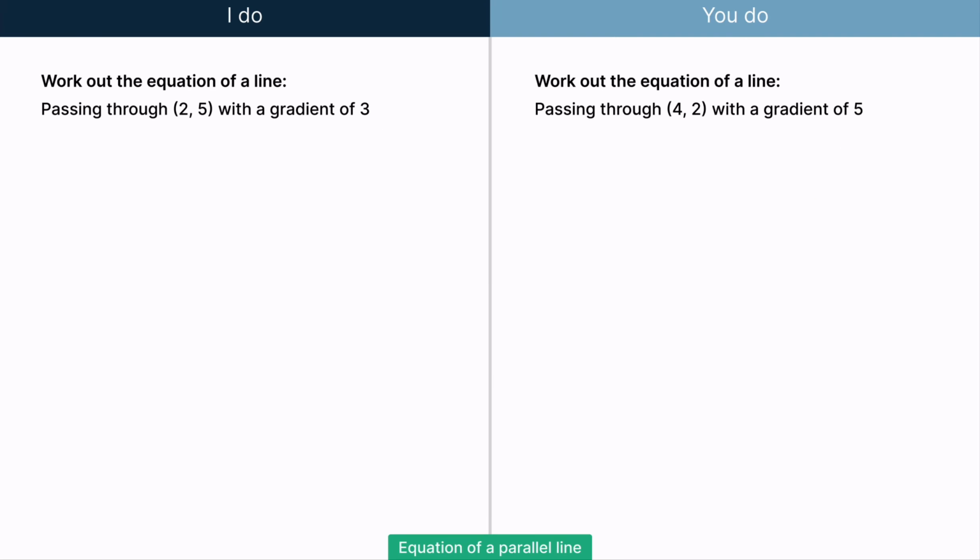So here we've been asked to find the equation of a line which passes through that point with the gradient of 3. So if we go back to what the equation of a line is, that is given as y is equal to mx plus c.